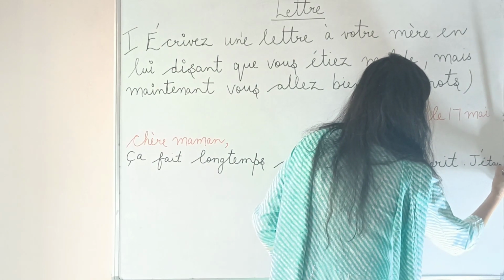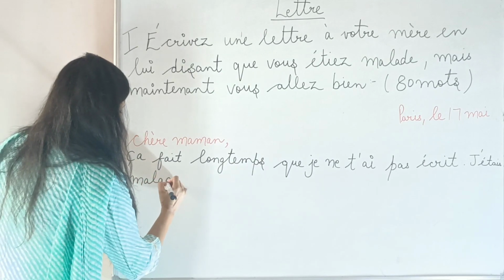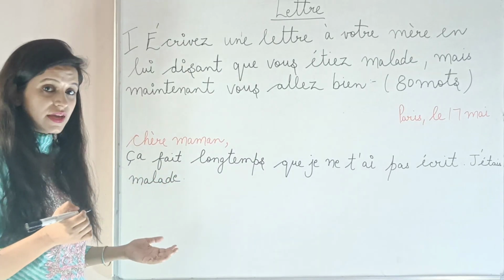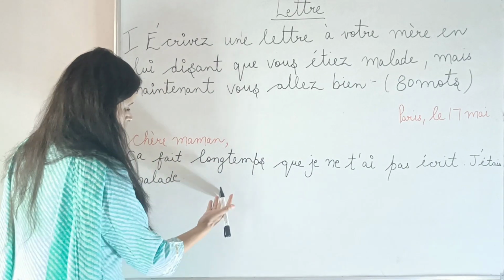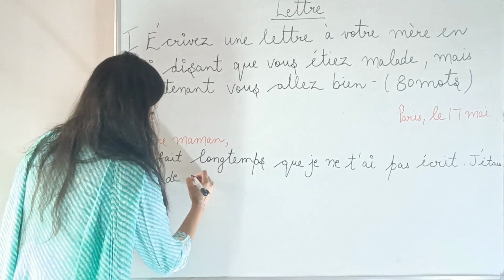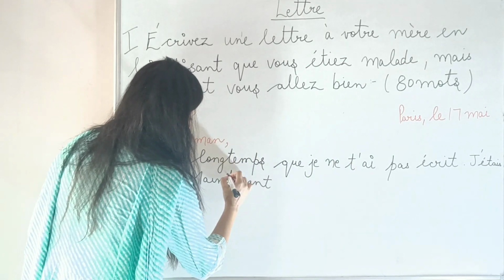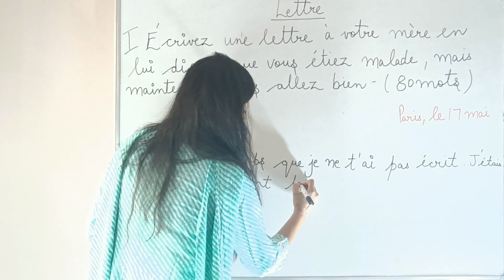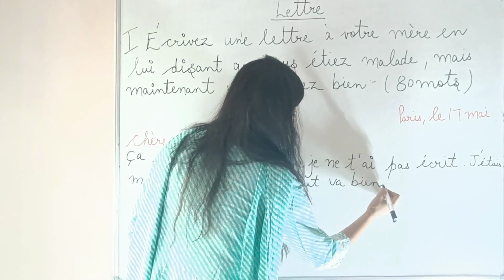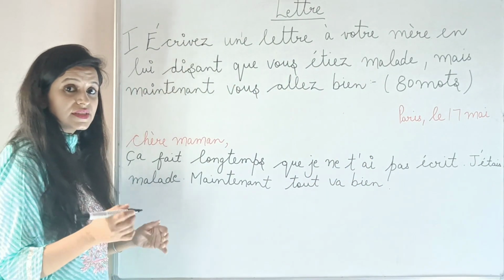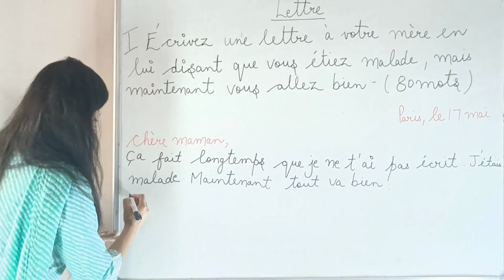J'étais, when you're describing, it has to be in the imperfect tense. J'étais malade, I was sick. But you can also tell your mother that now you're fine, and then you can explain further the situation, what happened. Okay? Maintenant, maintenant is like now. Maintenant, tout va bien. So that your mother is not worried, you can describe now everything is fine. And now you can start telling the situation, what happened. So these are the first lines by which you can start.